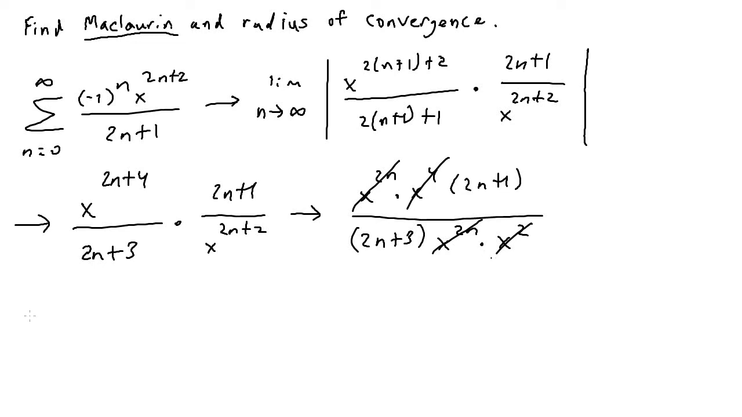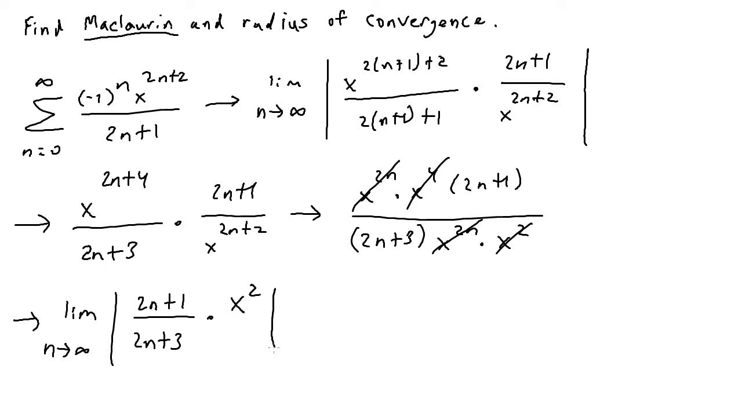On the numerator, so we're left with the limit as n approaches infinity of the absolute value. Now once again, I'm going to separate the n's and the x's. So 2n plus 1 over 2n plus 3 multiplied by x to the fourth over x squared, which is just x squared. Now if I plug in infinity, notice we have the same power on the numerator and denominator. So when they have the same power, we're just going to look at the ratio of the coefficients. Since it's 2 divided by 2, the limit is 1. So we're going to get the absolute value of 1 times x squared, or simply just x squared.